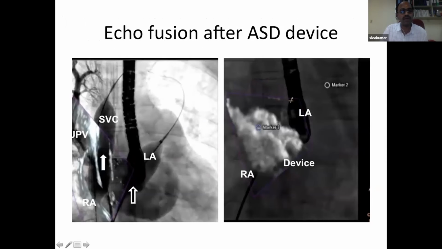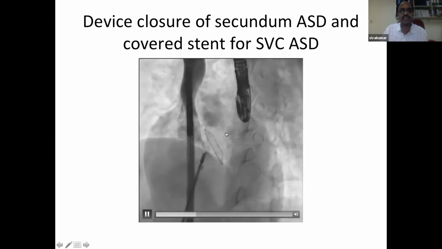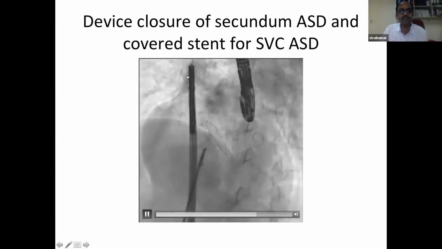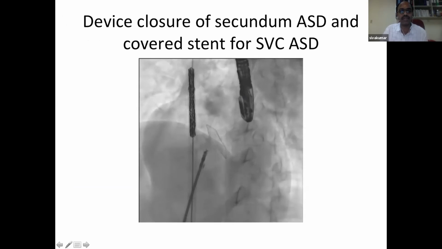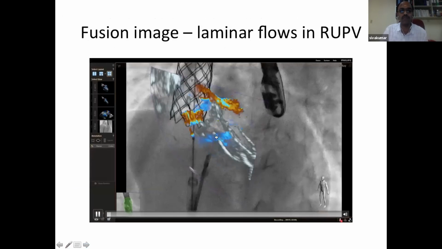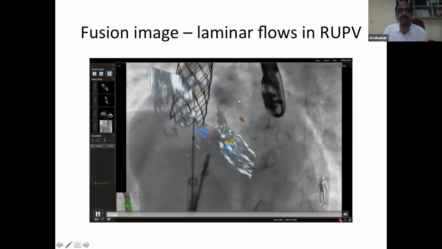We are putting in the balloon, we are checking the balloon, putting the device, and now this is the device in position, the covered stent coming up. The covered stent is going to be expanded. Let us see how it looks on a fusion image. This is the fusion image. The stent has been expanded.